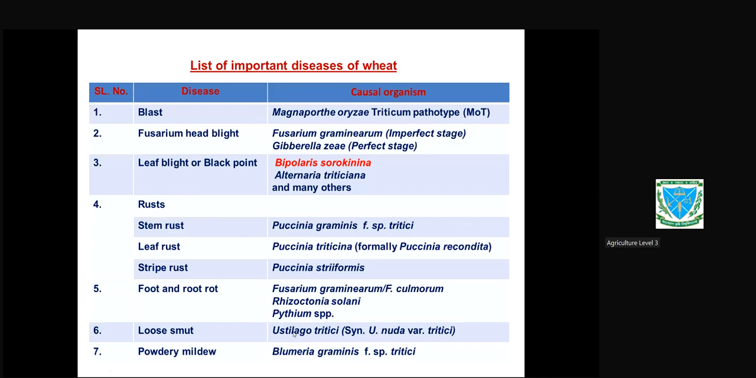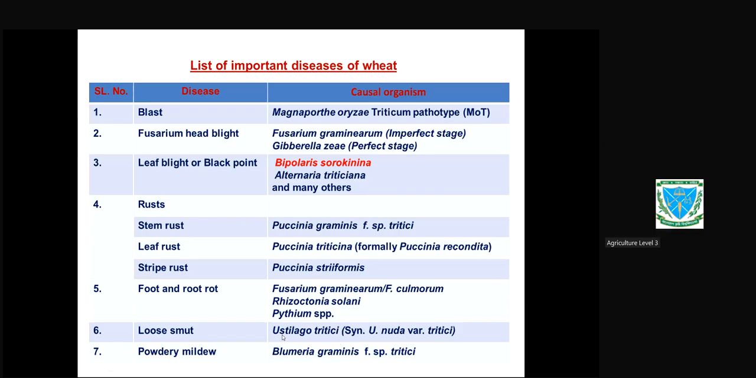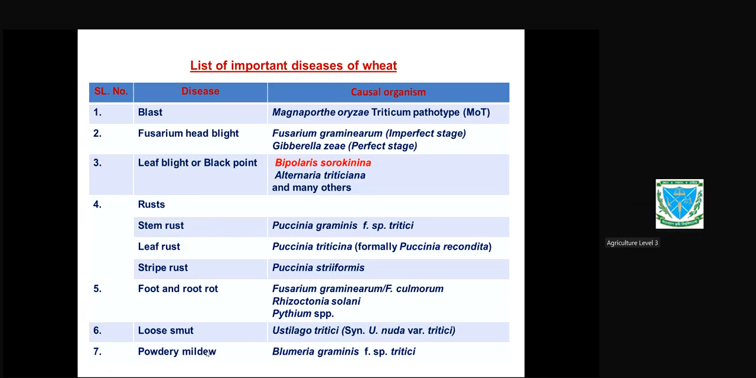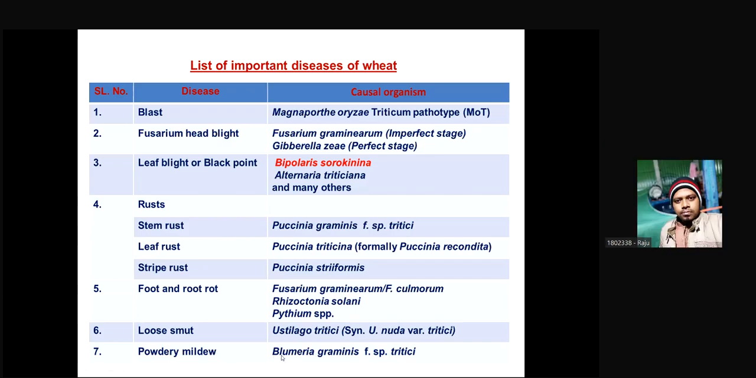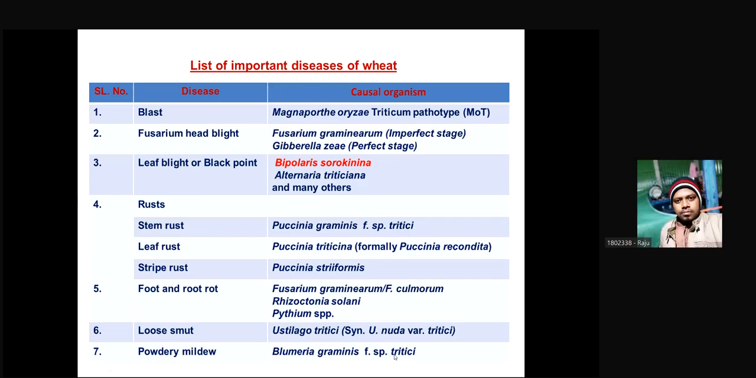Then loose smut of wheat. Sometimes we can see it; it's a minor disease in the country, caused by Ustilago tritici. Then we can see the powdery mildew of wheat, Blumeria graminis, forma specialis tritici. So these are the important diseases we usually notice in the country.